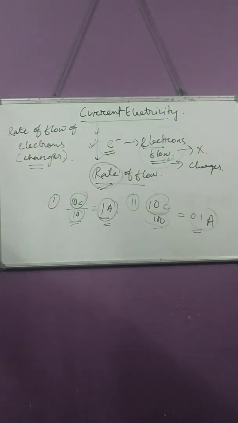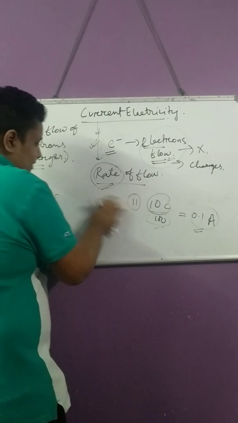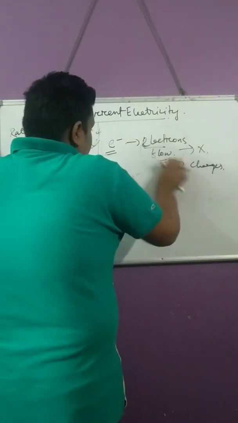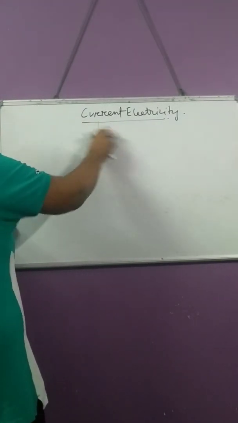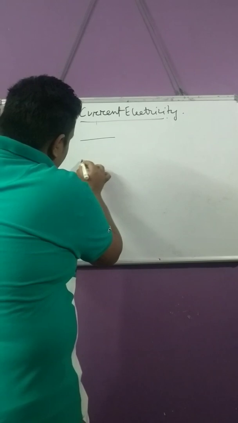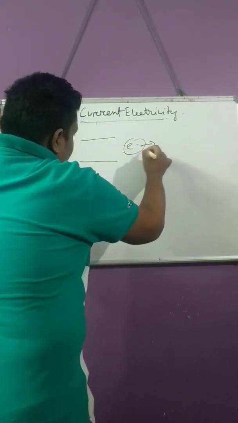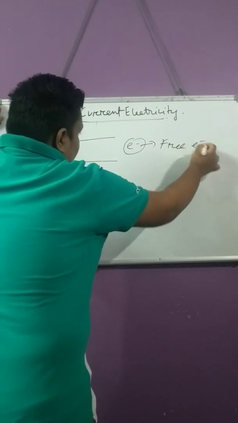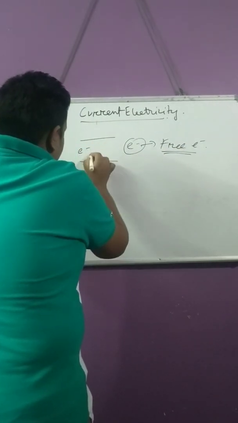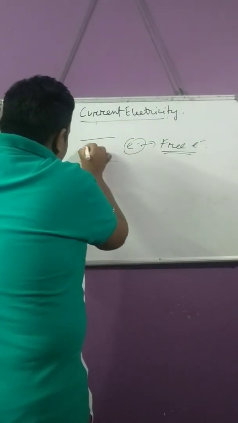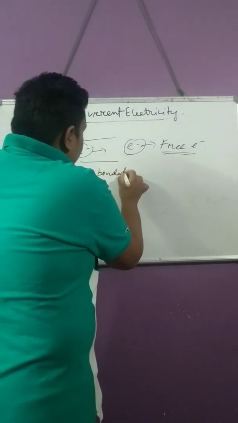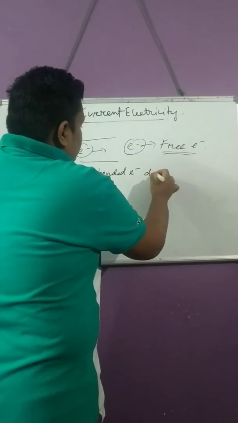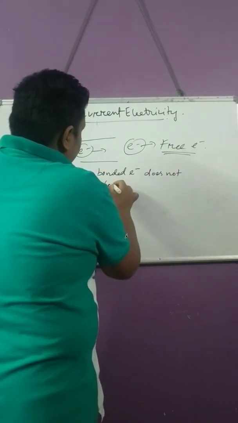Next point: is there any direction of current? Let us analyze. Yes, there is a particular direction of current. Let us see how. Suppose in a conductor, first of all, flow of electrons only occurs when there are free electrons, and the free electrons can move in a conductor. So all the materials which have free electrons, not electrons that are bonded to an atom. Bonded electrons do not conduct electricity.